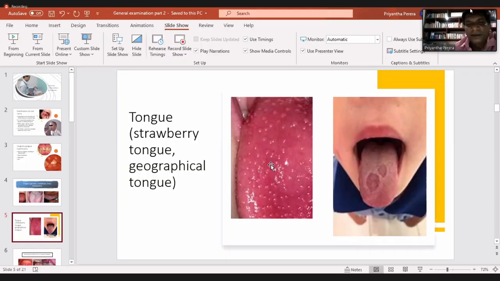Okay. Clear? Any questions about that? So then the next one, what do you notice in the other tongue? Anybody, what do you notice there? Can somebody describe the tongue?